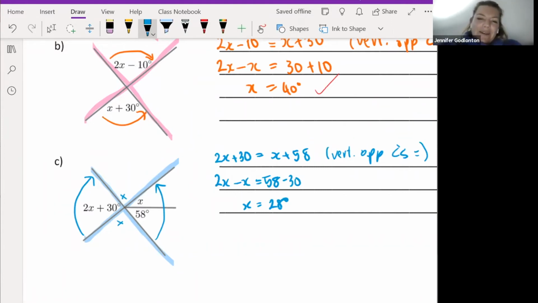Okay, vertically opposite angles. What we've got here is our little bow tie. It's saying everything in this angle has to be equal to everything in that angle. Now that angle is made up of two parts: x and 58. So this whole angle as a whole is x plus 58. That's how we would know that they're equal to each other.